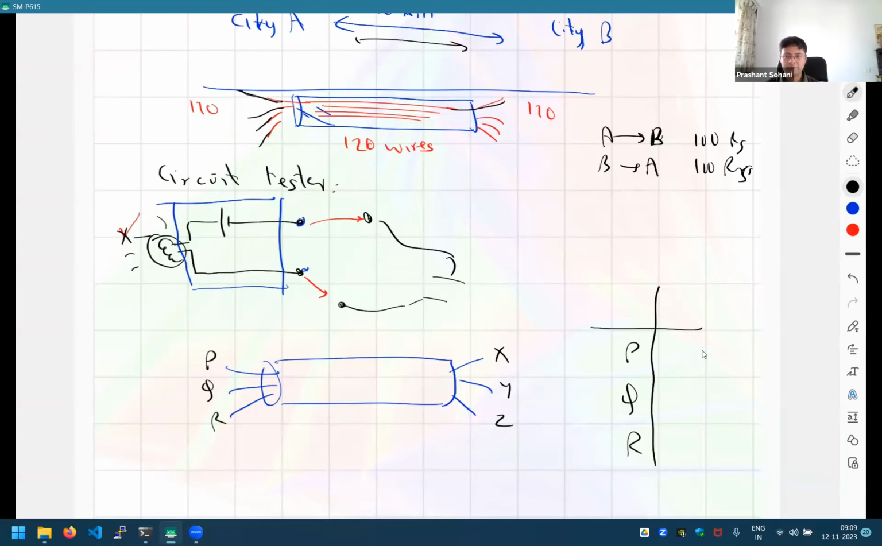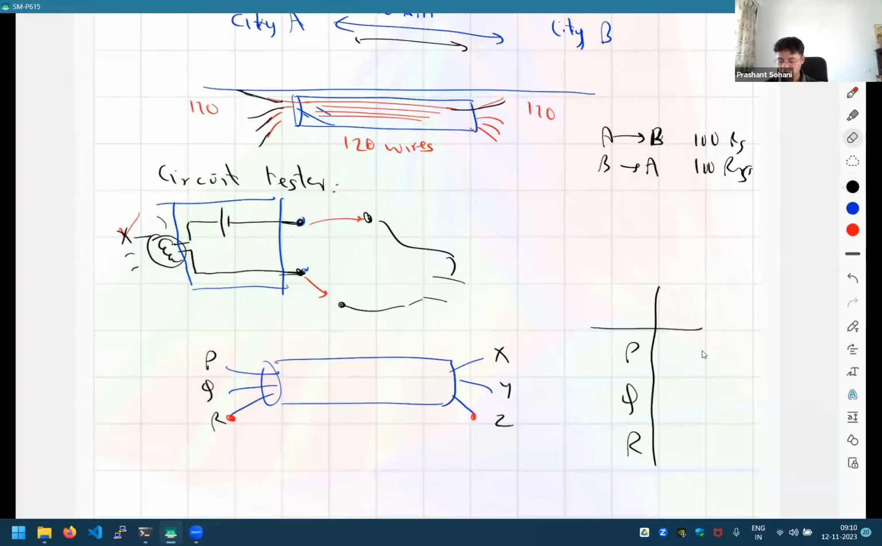One important thing to mention: the wires that come out of the circuit tester are quite short. So you cannot have a proposal like, I will connect one end over here and one end over here, and this is my circuit tester. That will not work. You don't have 10 kilometer long wires. So whatever experiment you have to do, you have to do on one side only.